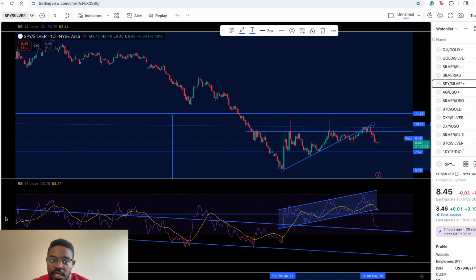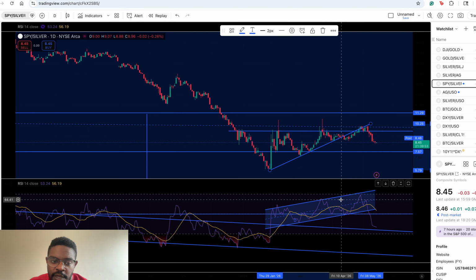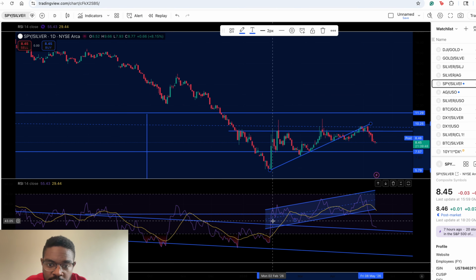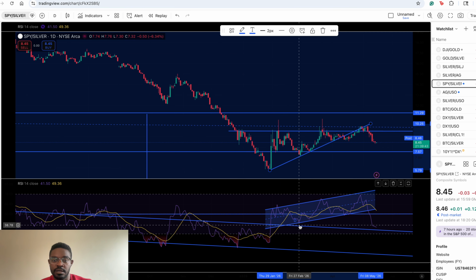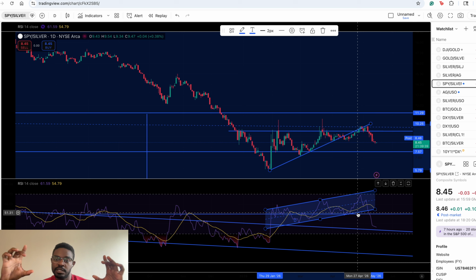You can see throughout this whole move, I was actually getting concerned. I'm like, hey, maybe it might be time to switch out of silver into SPY. I know that thought popped in my head, but I didn't actually do it. We were in this upward parallel channel, right? Remember, parallel channel, where we find buyers and sellers within a set range.